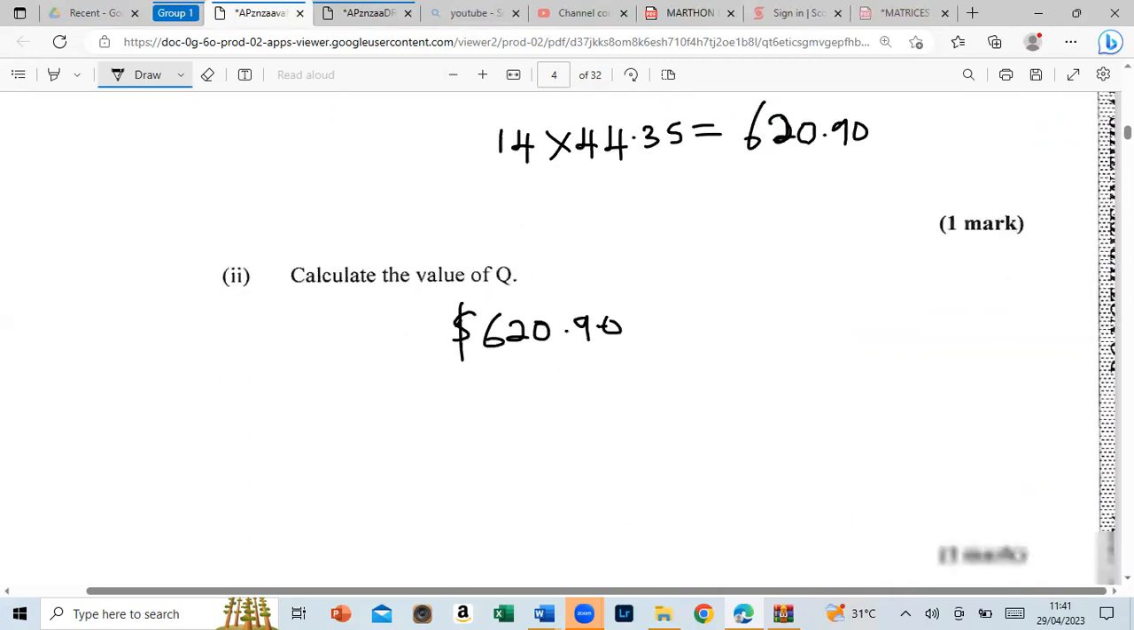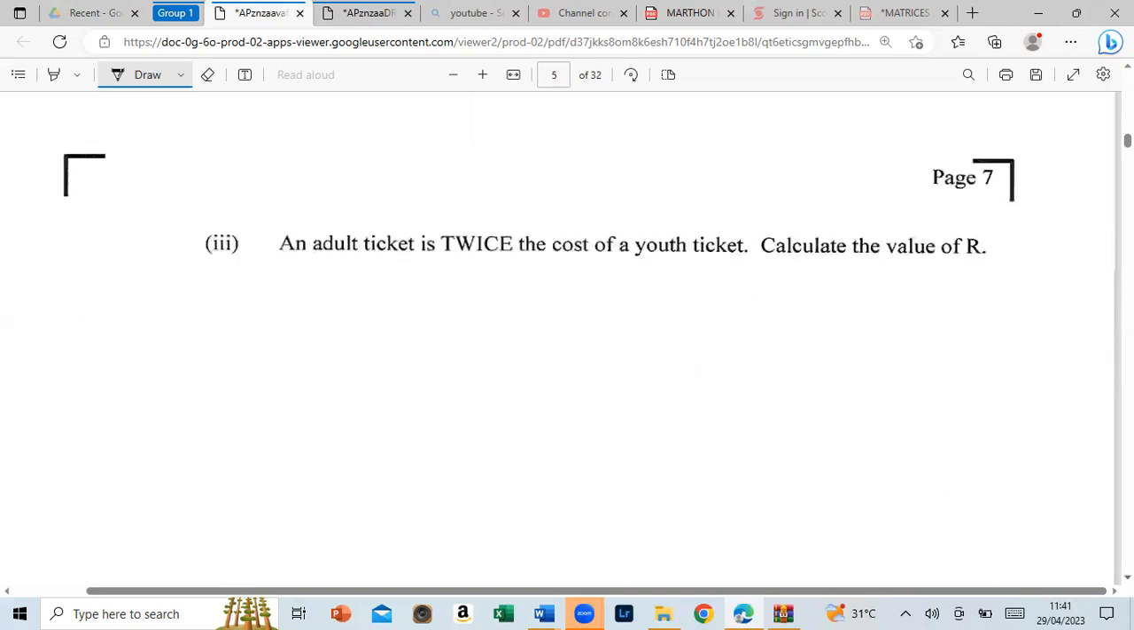Let's see how we find R, because R looks a bit funny. An adult ticket is twice the cost of a youth ticket. So adult ticket is equal to 2R. Bear that in mind. So adult tickets are twice a youth ticket. So that's a 2y.